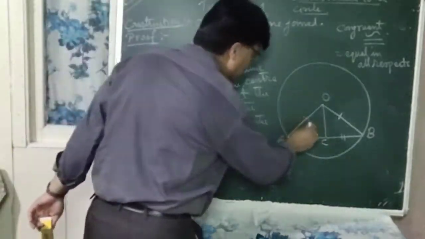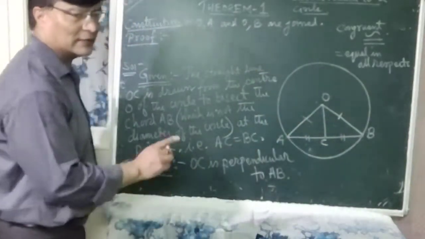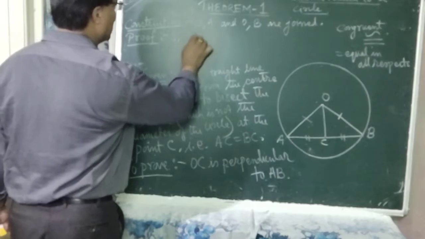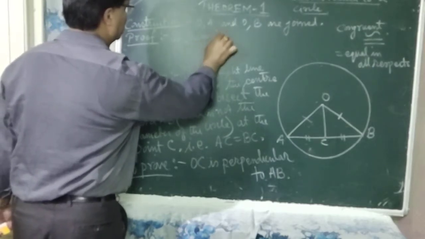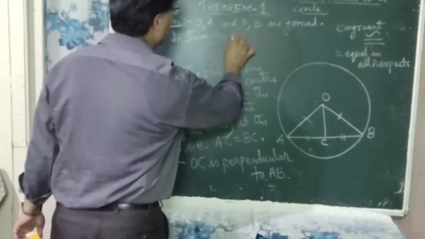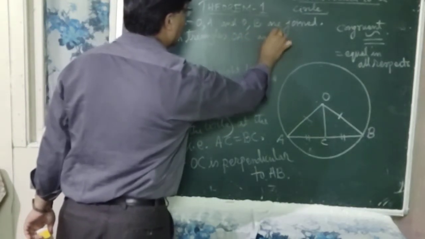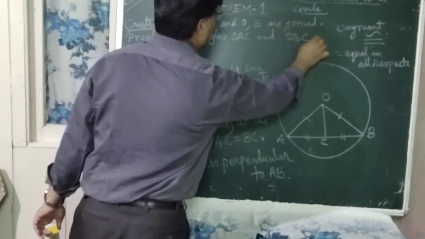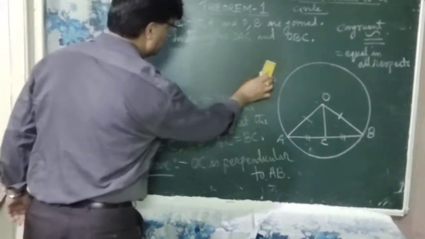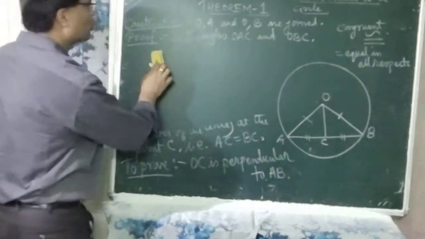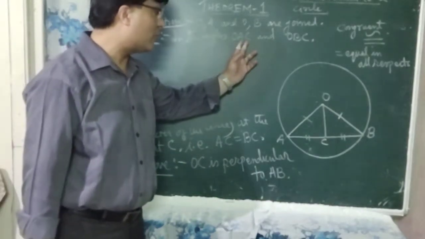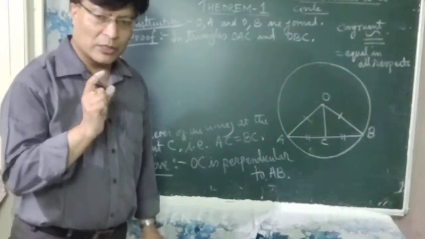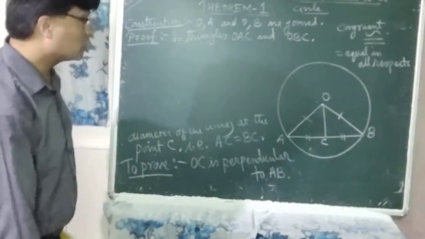Now we have to prove that these two triangles are congruent. That means equal in all respects. So write down in triangles OAC and OBC, right? So in order to show that these two triangles OAC and OBC are congruent, you have to give three reasons. You should give three reasons, right? So what are the three reasons here?